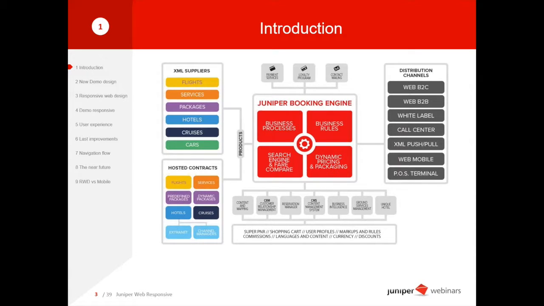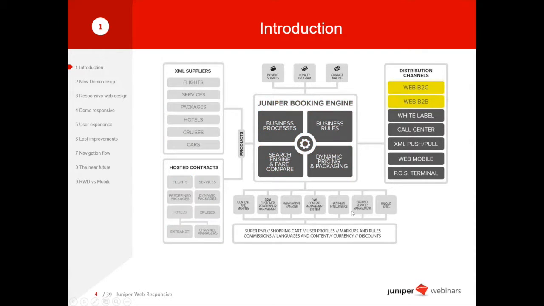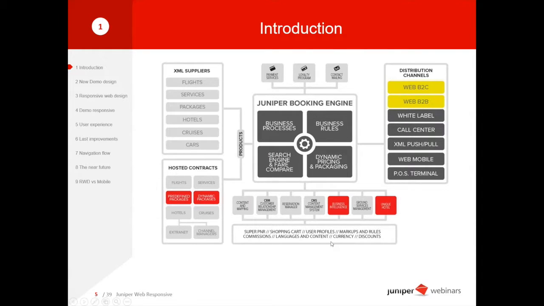Here we can observe the Juniper diagram with all the modules that we have at this moment. And we want to highlight the modules that we are going to present in this webinar. In this case is Web B2C and Web B2B. And we are going to highlight in another color the webinars that we have already done, and you will be able to watch in your support line. At the end of the presentation, I will show you where.